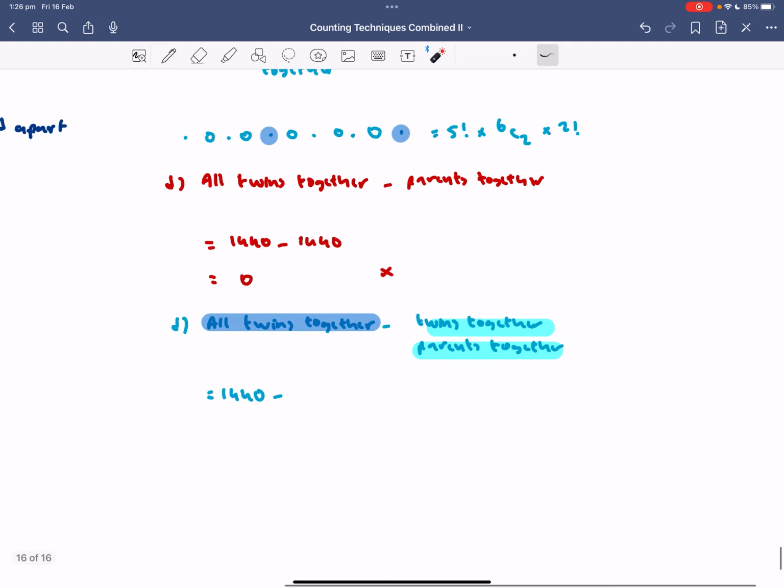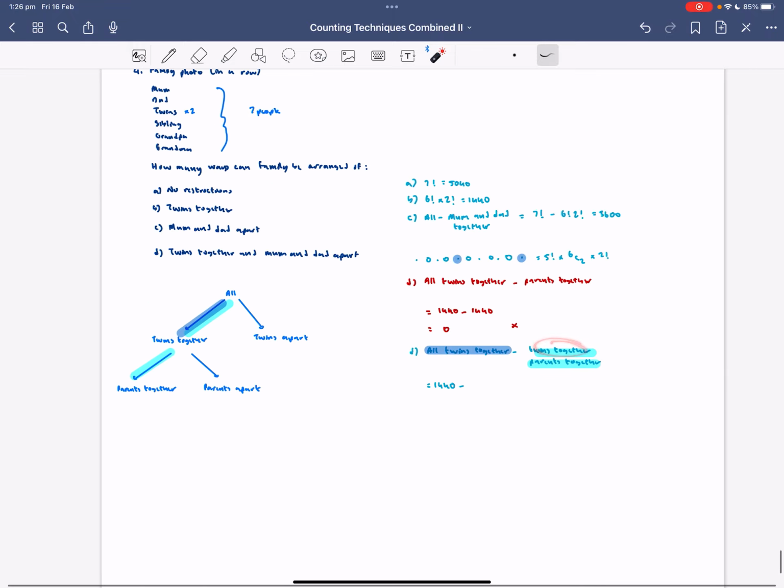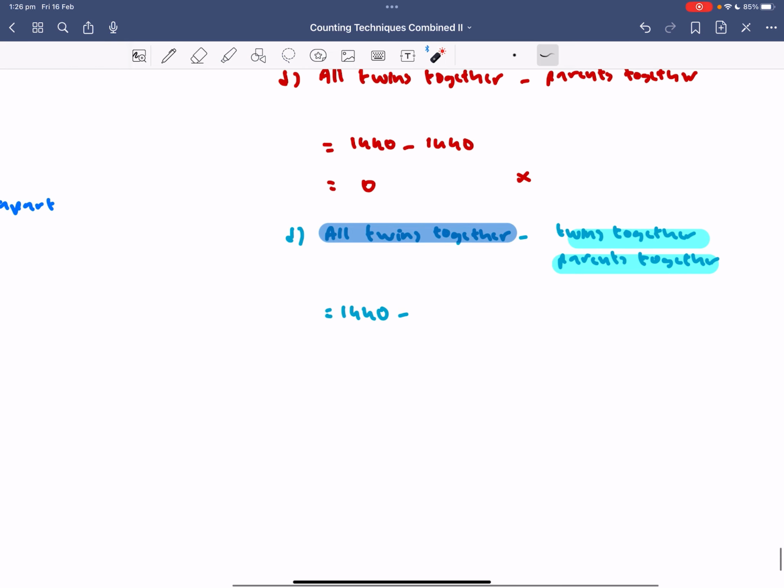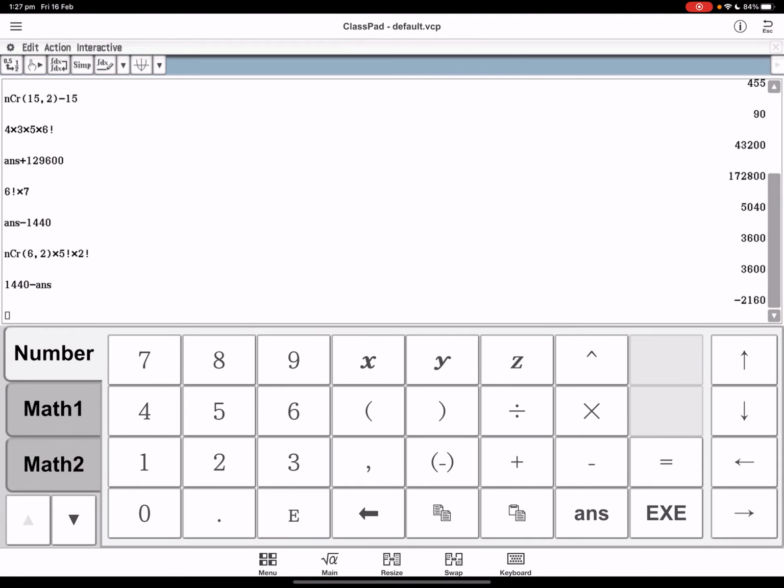We have to simply minus away the ones where both twins are together and the individual parents are together. So if these guys are together, they count as 1. That counts as 1. Parents are together, so they count as 1. So that's 1, 2, 3, 4, 5. There's really only 5 people, which is 5 factorial, where the twins can rearrange themselves and the parents can also rearrange themselves.